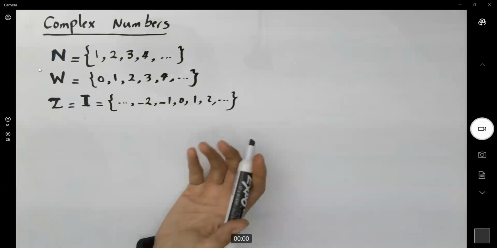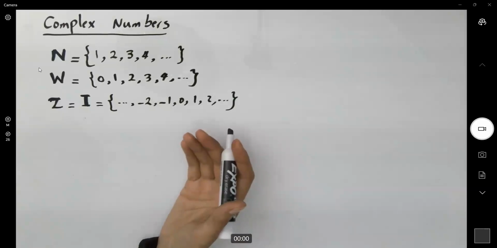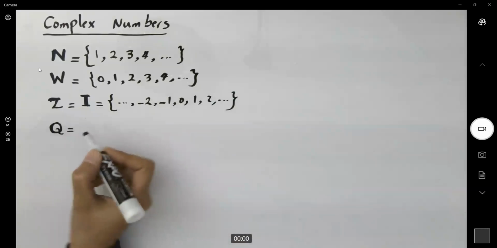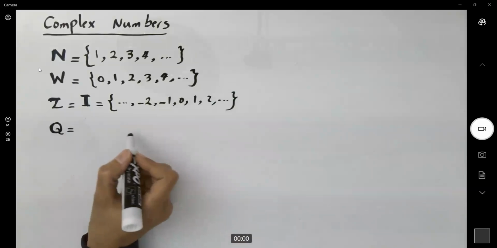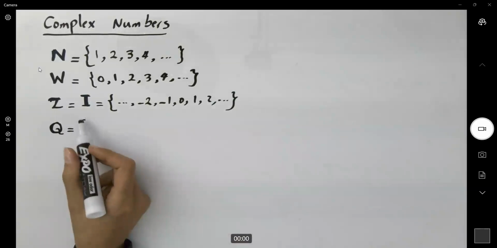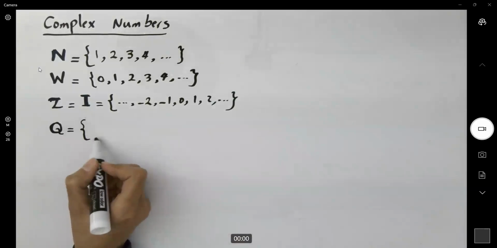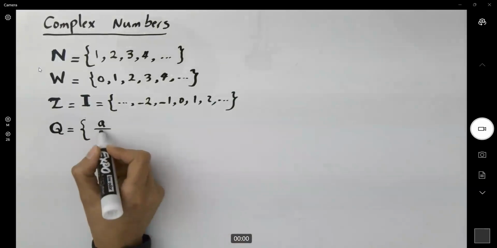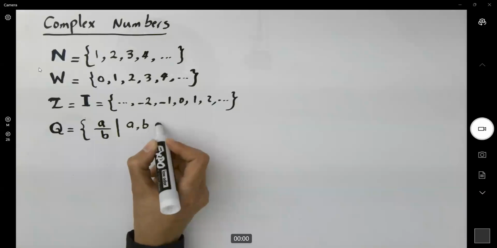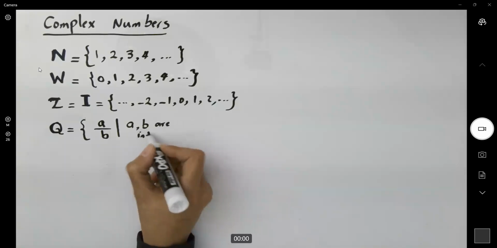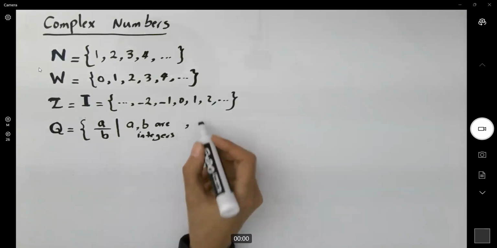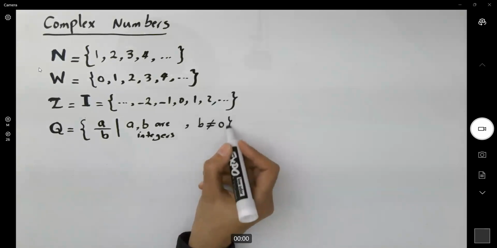Then, okay, what about fractions? We don't have any fraction here. We're going to create a new system, rationals, Q, and since we cannot list all of the rational numbers, we're going to use set notation. We're going to say that Q is the set of all fractions A divided by B, such that A and B are integers. But the denominator cannot be 0, so you're going to put a comma and B is not 0.